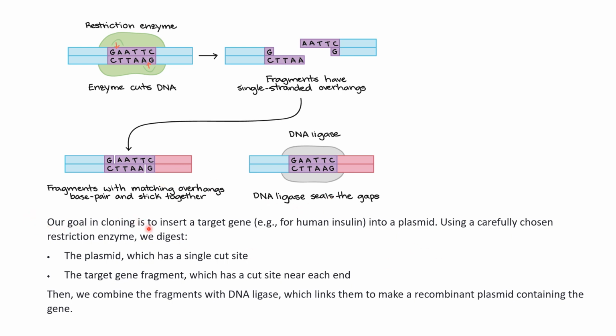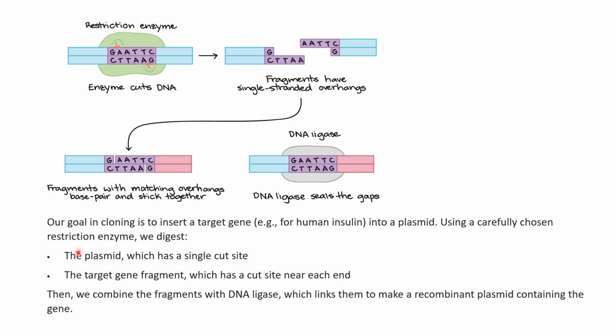So our goal in cloning is to insert a target gene, for example, human insulin, into a plasmid using a carefully chosen restriction enzyme. Okay, so first, we digest the plasmid, which has a single cut site. So here is one point to remember. The restriction enzyme which is used to cut the DNA of interest is also the same restriction enzyme that is used to cut open the plasmid so that it can make complementary overhangs with the DNA that is coming in, in the area where it has been cut, so that it can make complementary ends.